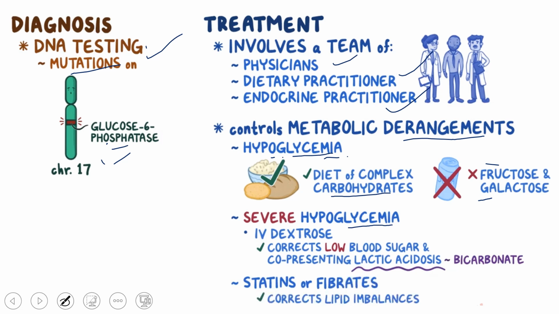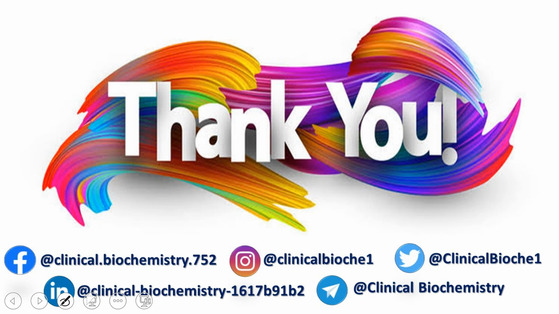If it is a very severe hypoglycemic condition, then dextrose will be given through IV, which corrects the low blood sugar and the co-presenting lactic acidosis also. If lactic acidosis occurs, then we have to supply bicarbonate. This bicarbonate is alkaline in nature, so that will correct the acidosis. And for the hyperlipidemic conditions, we have to give statins or fibrates, which correct the lipid imbalances. So these are the various complications, signs and symptoms regarding glycogen storage disease type 1, or von Gierke disease. This is all for today's lecture.